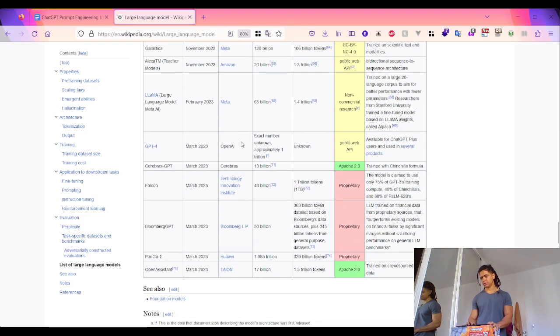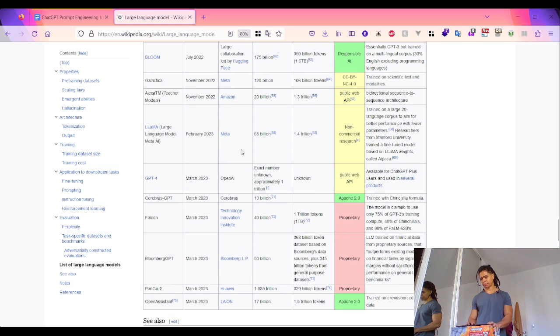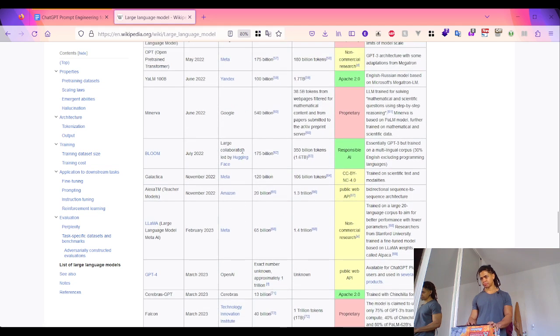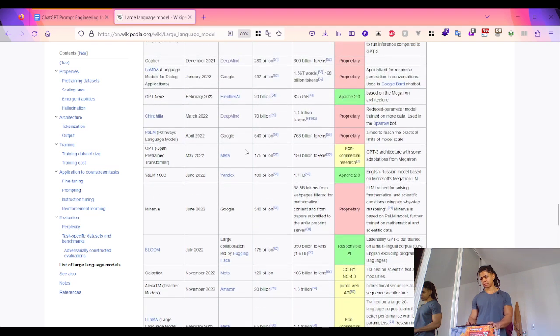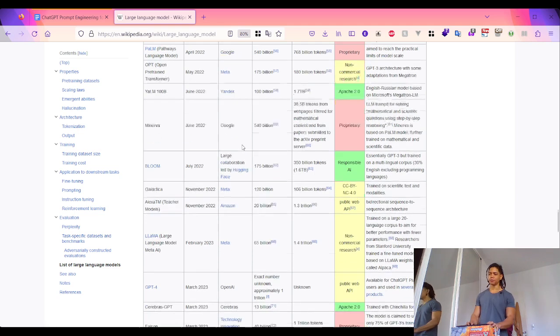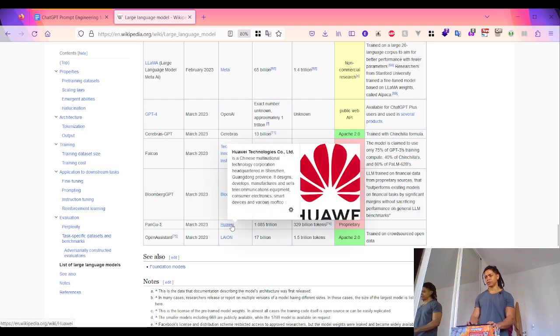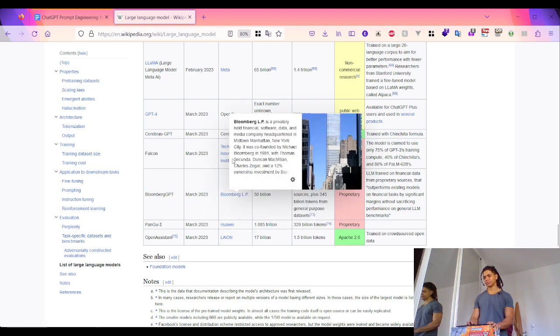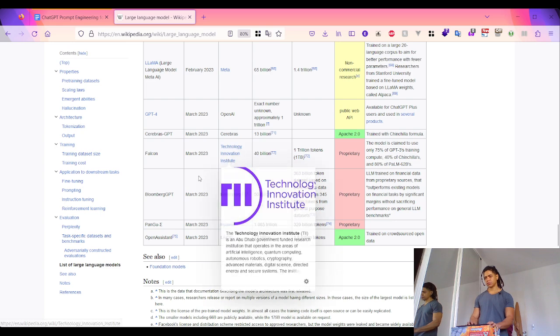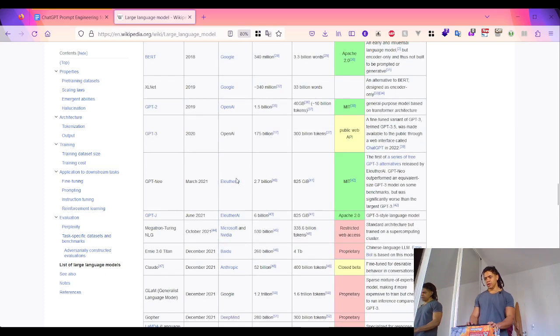Public Web API, GPT-4, available for ChatGPT Plus users and used in several products. But again, it's because a lot of people are on the hype. There is a lot of hype like this. Public Web API.